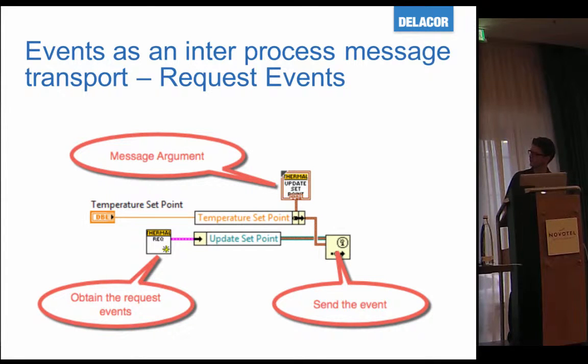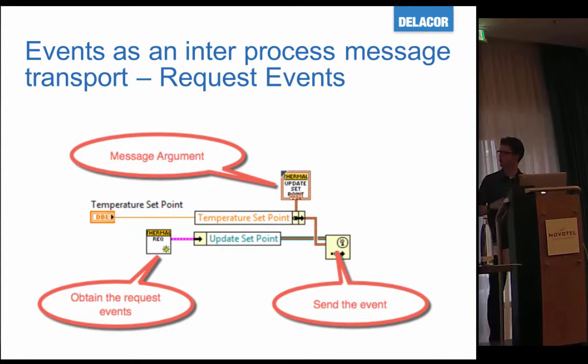I obtained the public methods of my module, the request event. I select which one I want. In this case, I'm updating a set point, and then I fire that event. So I'm obtaining the request event, I've got an argument to my message, and I'm sending the event.